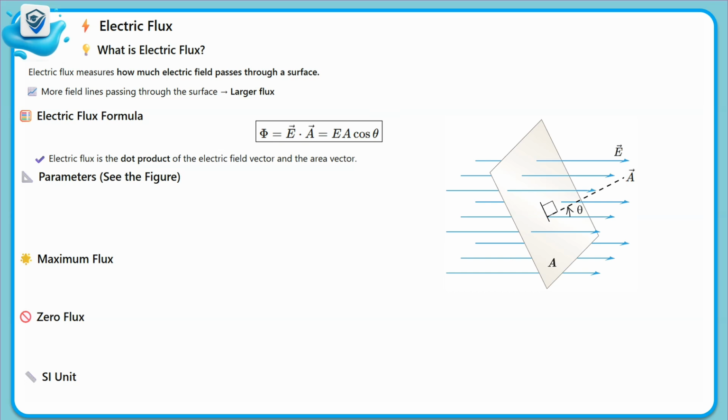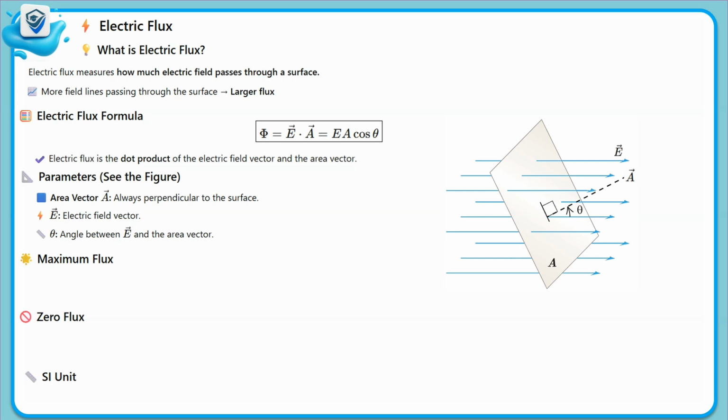Now, if we look at the figure, we can easily identify the parameters. The blue arrows represent the electric field vector E. The vector A is the area vector, and it is always perpendicular to the surface. The angle theta is the angle between the electric field vector and the area vector.